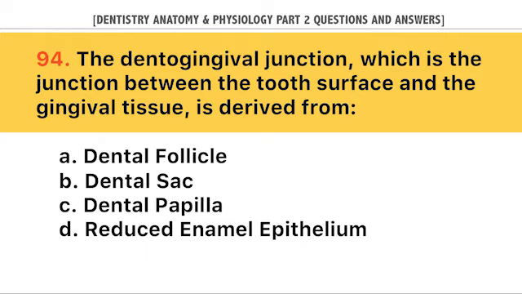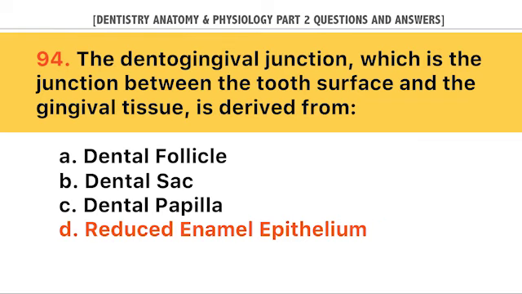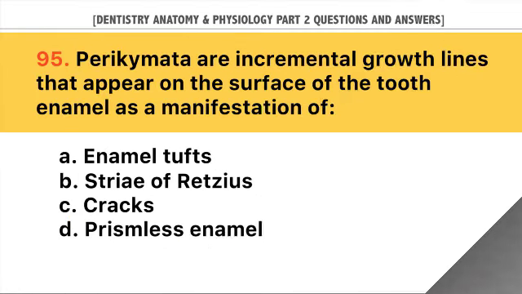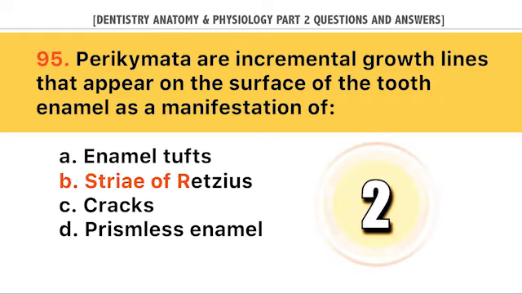dental sac, C. dental papilla, D. reduced enamel epithelium. Answer: D. reduced enamel epithelium. Perikymata are incremental growth lines that appear on the surface of the tooth enamel as a manifestation of A. enamel tufts, B. striae of Retzius, C. cracks, D. prismless enamel. Answer: B. striae of Retzius.